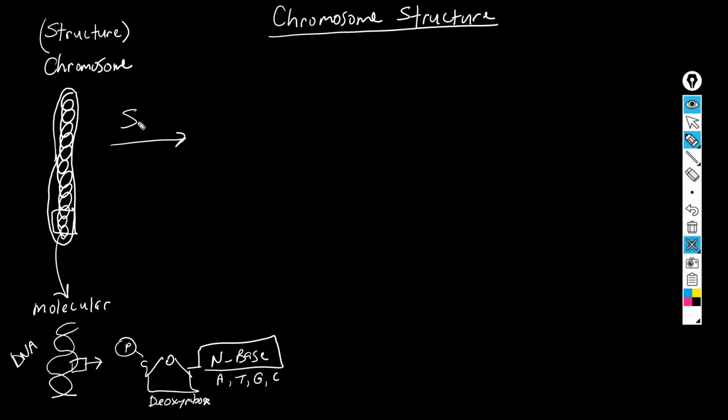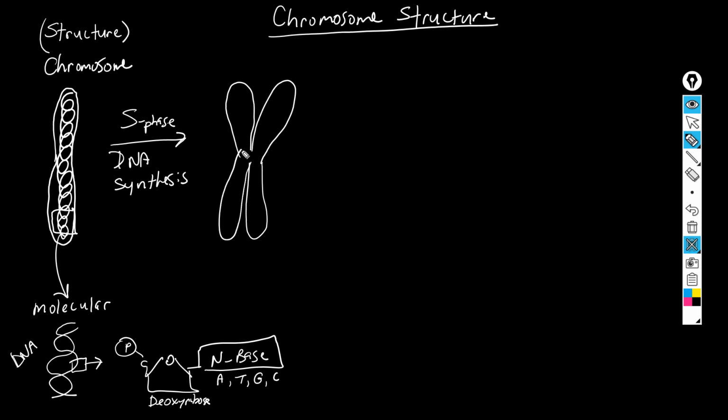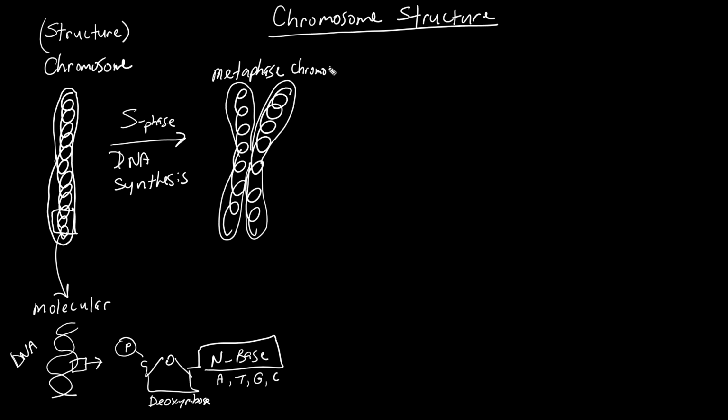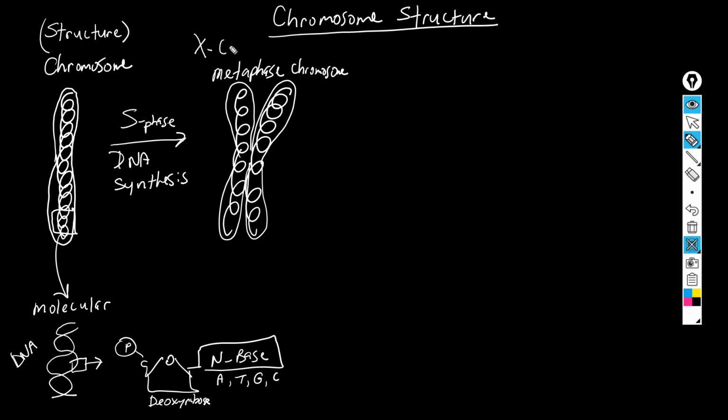After the S phase of interphase, which is DNA synthesis or DNA replication, different names that mean the same thing, which is typical for life science, after replication we get a structure that looks like this. So we now have a replicated chromosome, and there are a couple different names for this as well. This can be called a metaphase chromosome, or sometimes just referred to as an X chromosome.